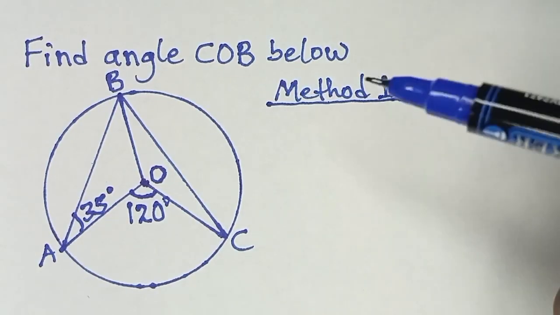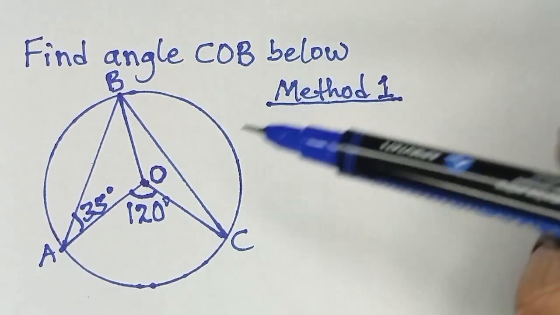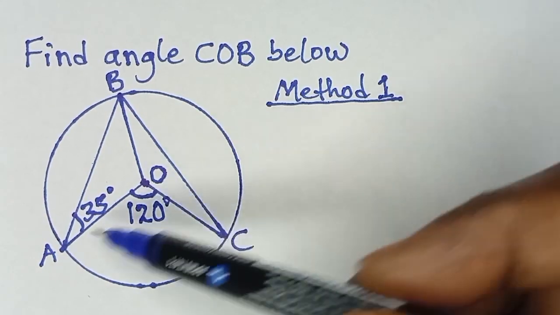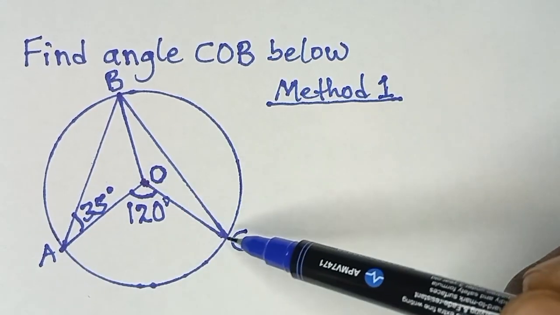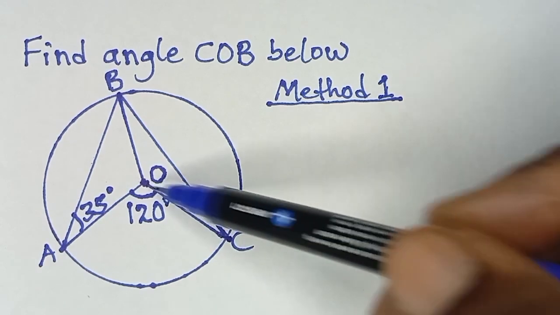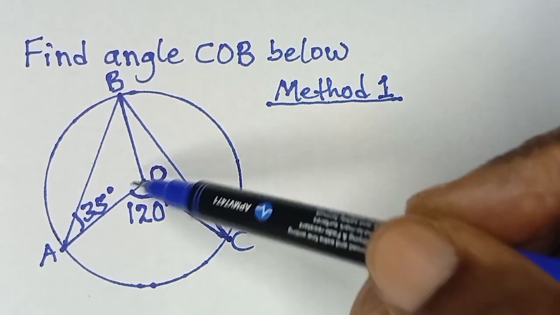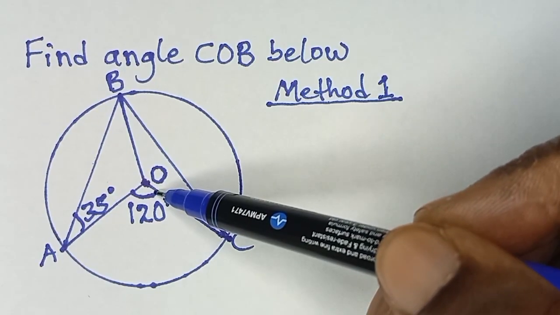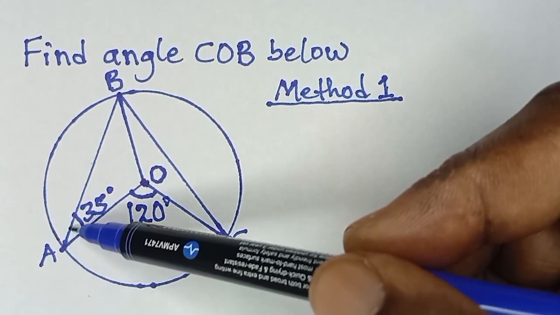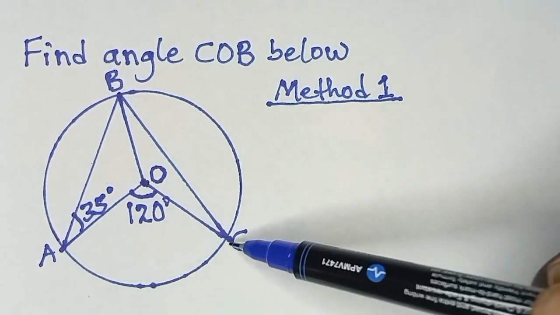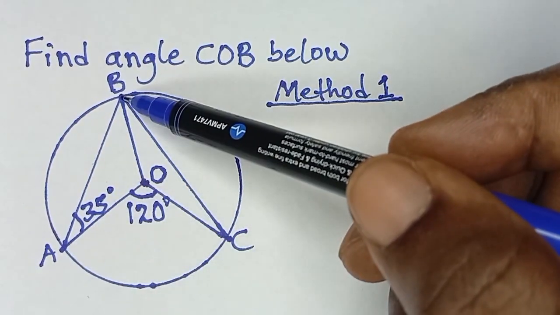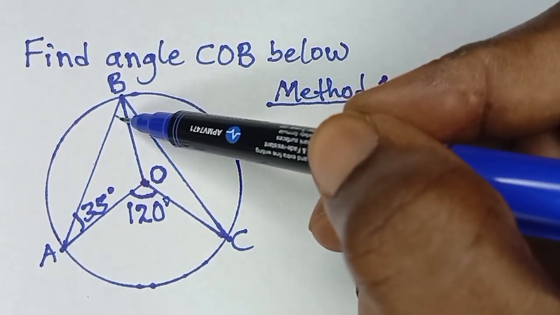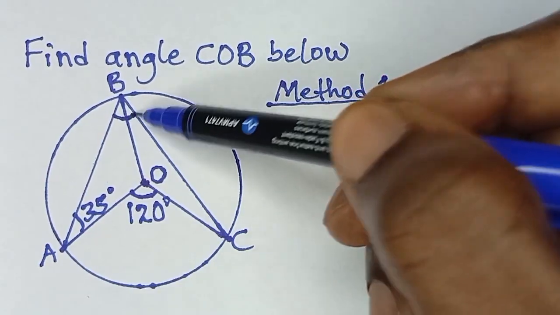In method 1, what I just want you to do is to look at this angle as 120 degrees. So this is the angle at the center. We have these two chords, or these two lines going to the center, and this line also going to the center to make 120. In the same way, you have two lines from the same points A and C going to the circumference, and this going to the circumference. And the two of them make the whole of this angle here.